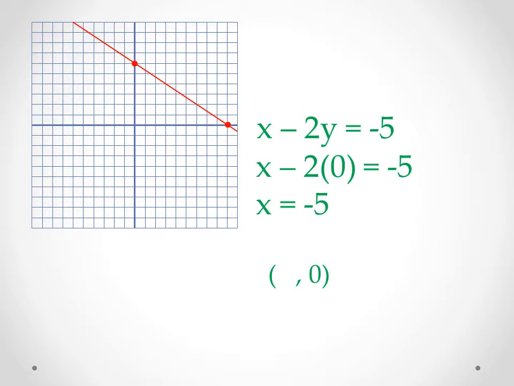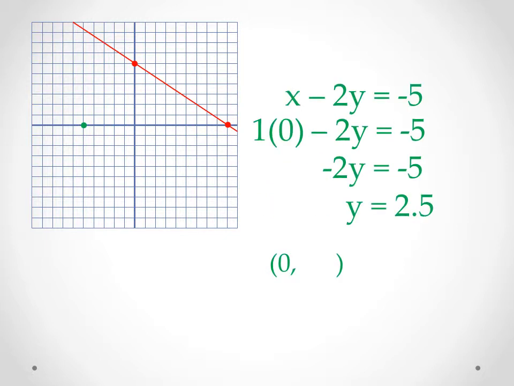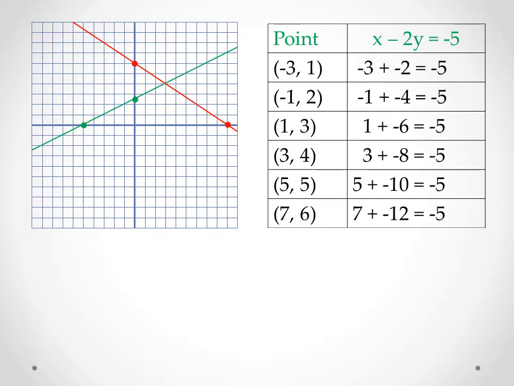Put a 0 in for y, we end up with x is equal to negative 5. We get the point at negative 5, 0. We set x equal to 0. We end up with negative 2y is equal to negative 5. Divide both sides by negative 2. We end up with y is equal to 2.5. Draw your line, and there we go.